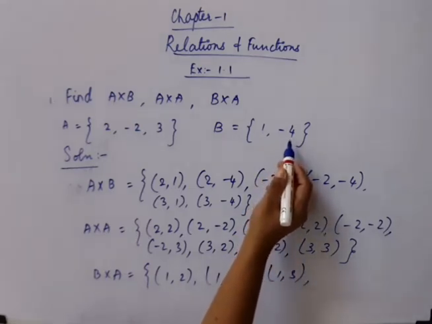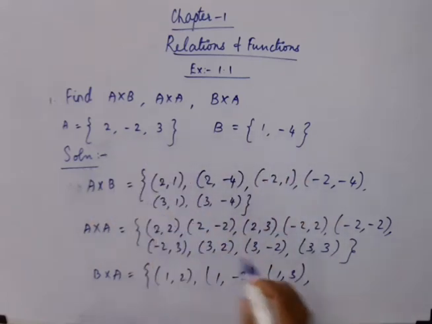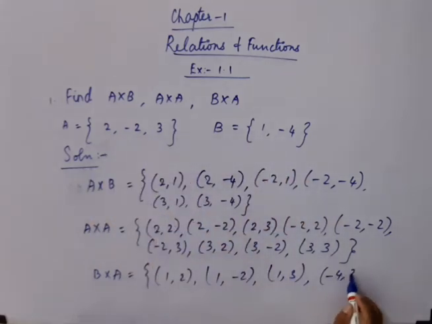Then take the second element, combine with all the elements in A. So (-4, 2), (-4, -2), (-4, 3). That's it.